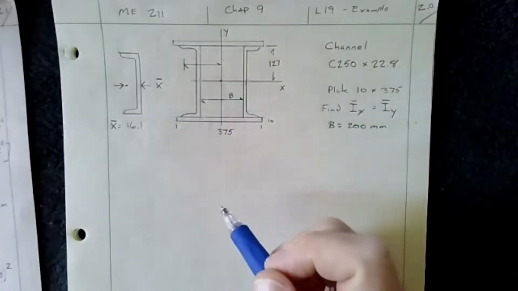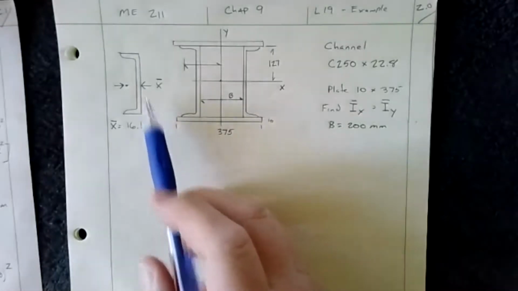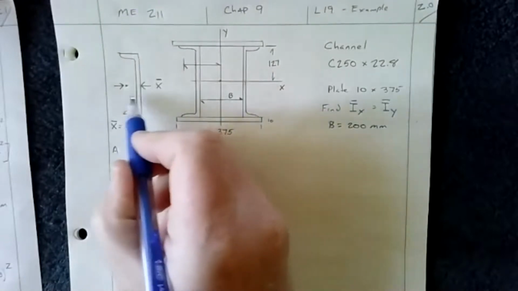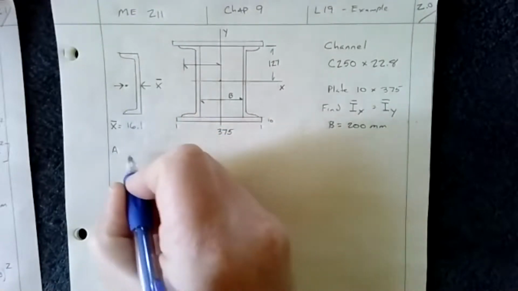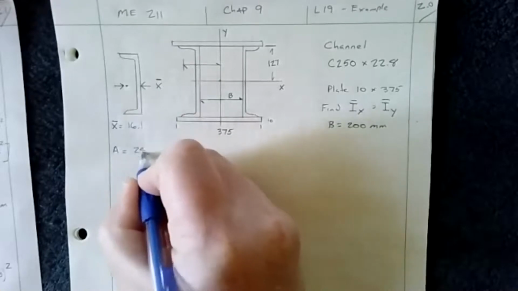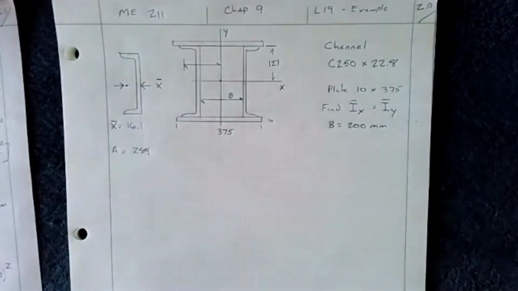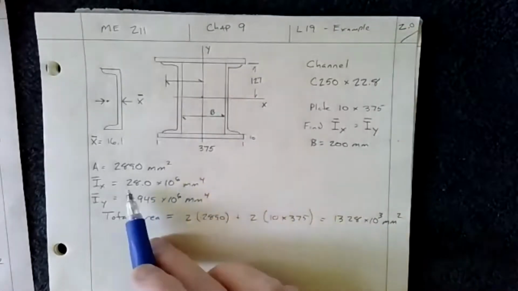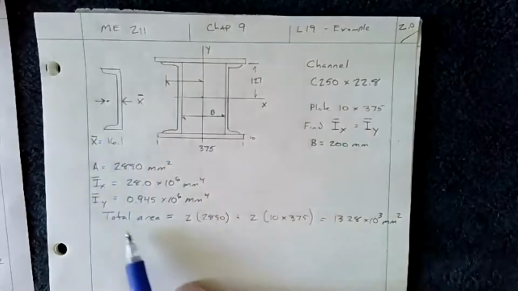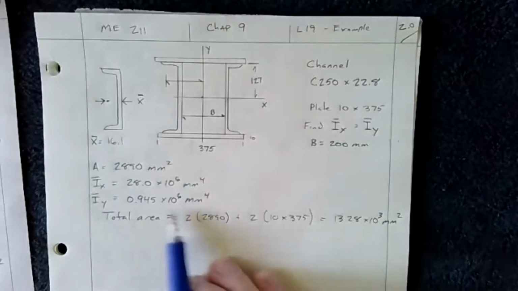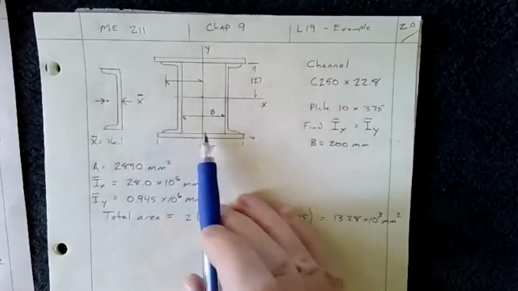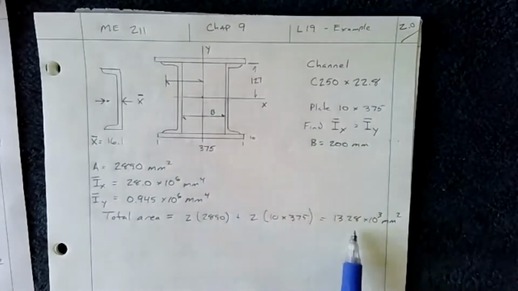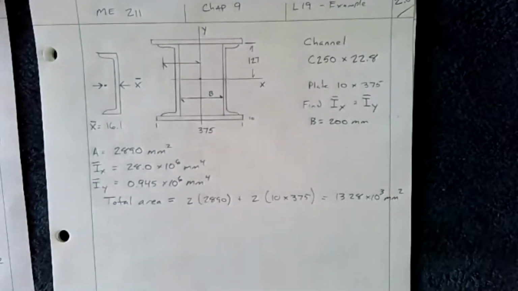For one, when we look up the C channel, we find its X bar here, 16.1, but we should also write down its area is 2890. Let me do that real quick. So there's the new information. We have A, IX, IY for the C channel, and the total area would be 2 times the area because there's 2 C channels, and then 2 times the area of these plates, 10 by 375. So we get this for our total area, which we'll use later.